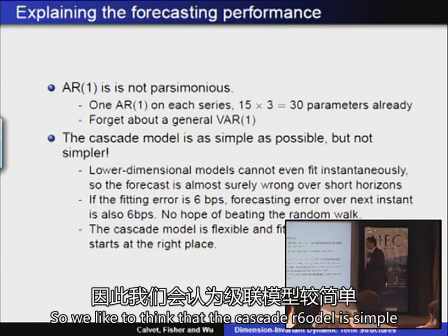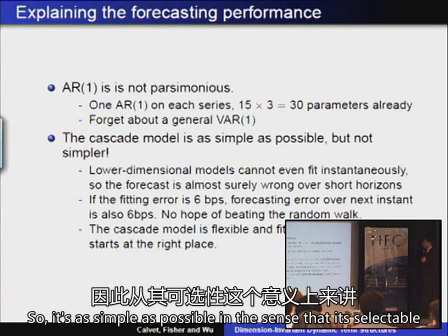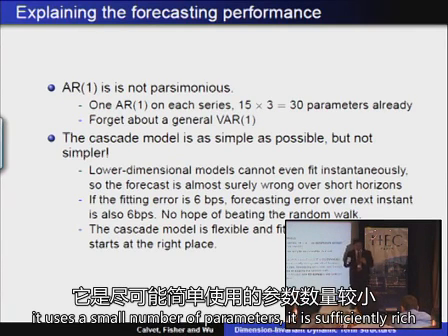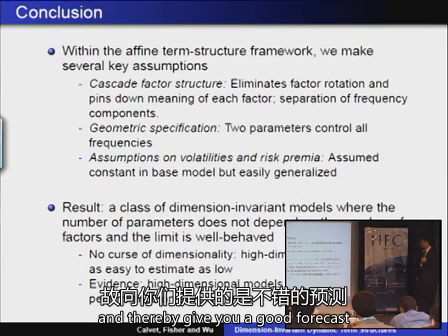So we like to think that the cascade model is simple. It's as simple as possible, but not simpler, right? It's as simple as possible in the sense that it's flexible. It uses a small number of parameters. It's sufficiently rich to fit the yield curve perfectly at a given point, and thereby give you a good forecast.